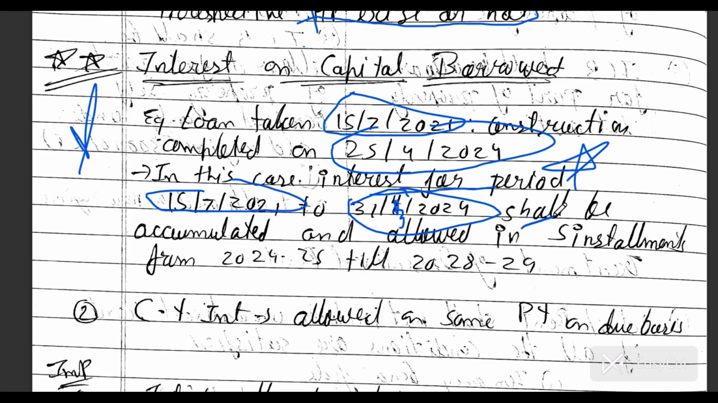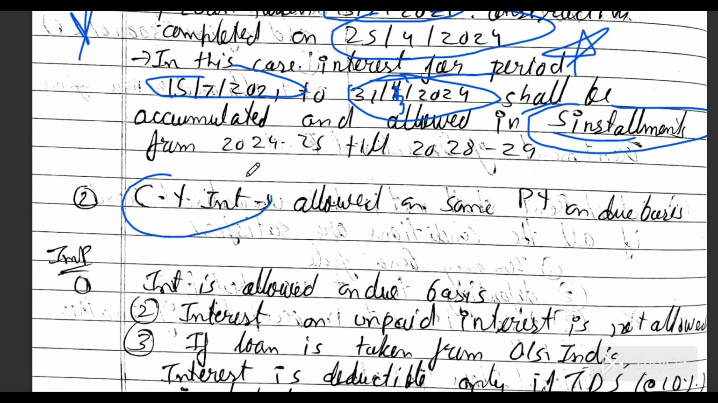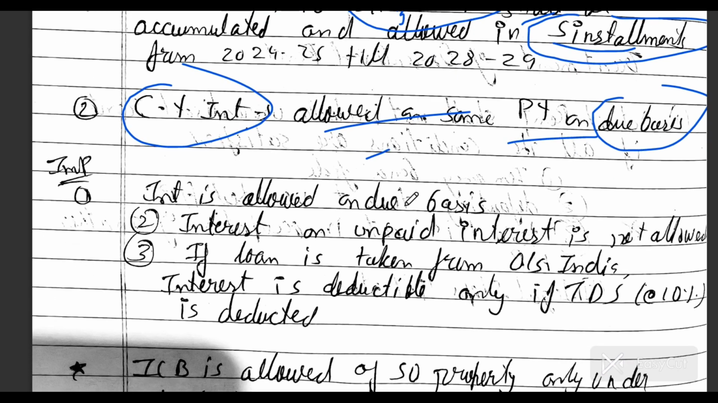Okay, the interest shall be accumulated and allowed in 5 installments. You have to allow it in 5 installments, not in the first year. And if current year interest is allowed, it is on the same previous due basis. Interest is allowed on due basis.